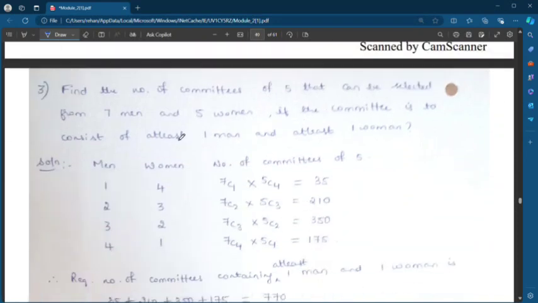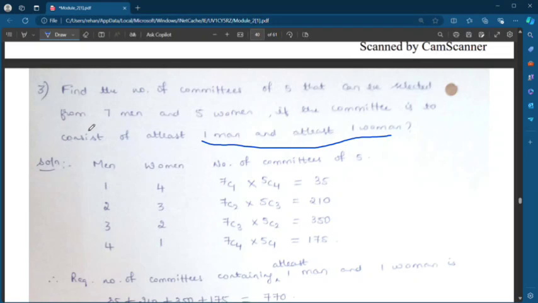Okay, then find the number of committees of 5 that can be selected from 7 men and 5 women if the committee is to consist of at least one man and at least one woman. So see, if they had not given this condition, then I could have taken all as men or I could have taken all as women. But here at least one man and at least one woman should be there.